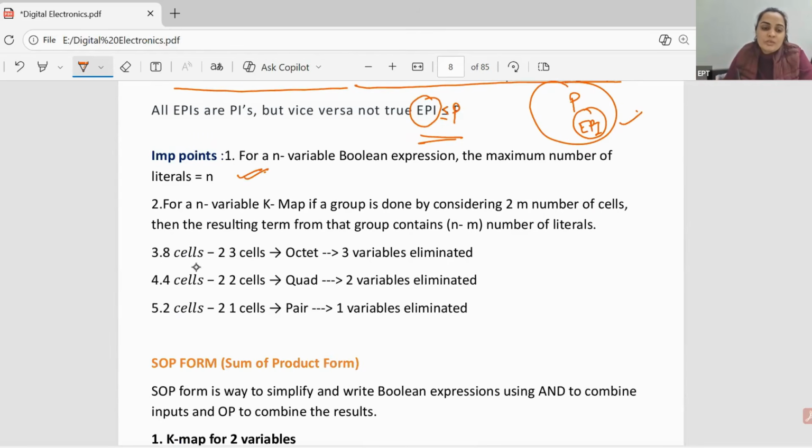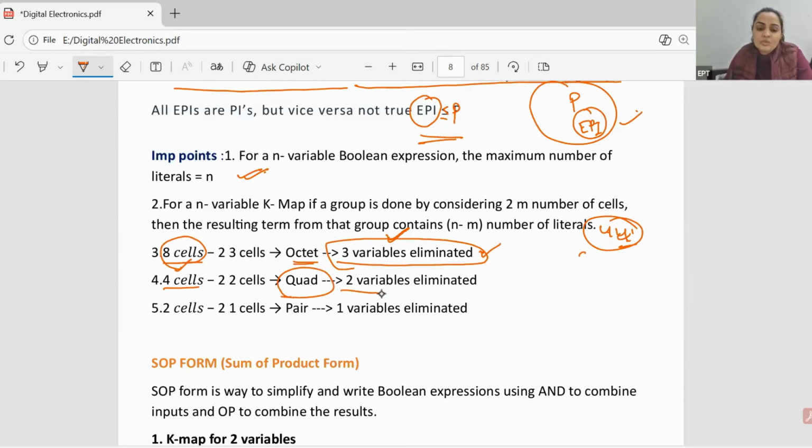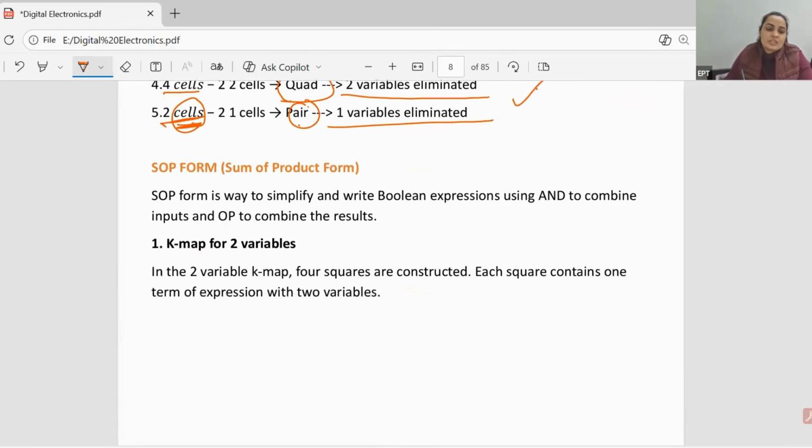If you are combining 8 cells, you will get one octet and you will remove 3 variables. If you have a 4 variable problem, then out of 4, 3 will be eliminated if you are combining 8 cells. If you are combining 4 cells, forming a quad, then 2 variables will be eliminated. And if you combine two cells, which is a pair, then one variable will be eliminated, right? So let's first discuss the SOP form.